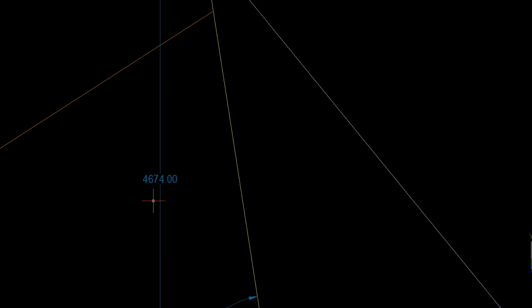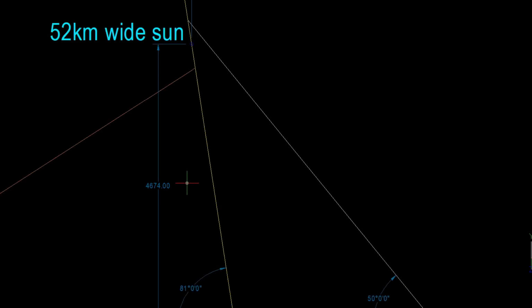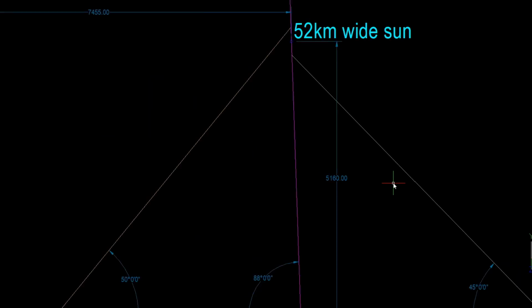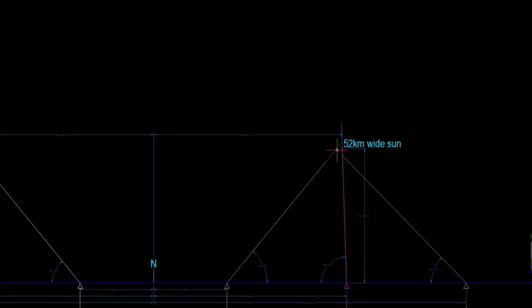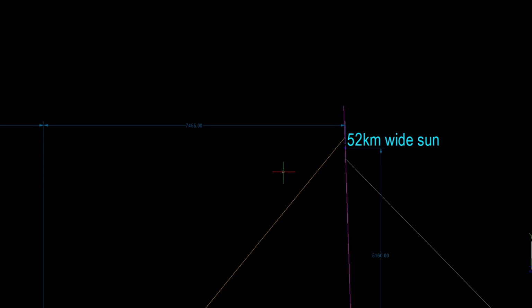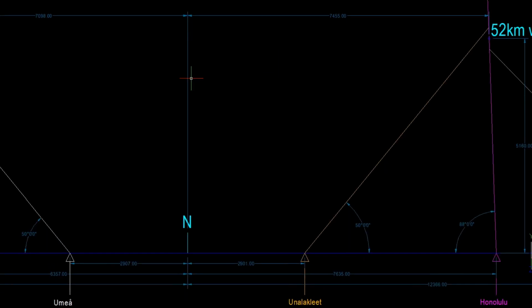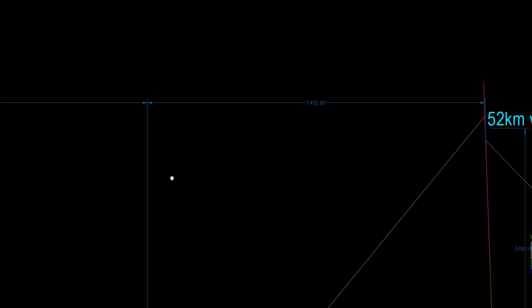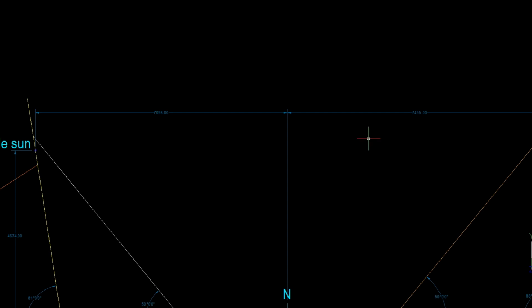And one thing that is very curious about the whole thing, right, is the fact that over on this side, this sun is approximately 4,674 kilometers high, whereas the one on the other side was 5,106 kilometers high. And also, if I do a dimension from the North Pole, which is right here, the sun on the Pacific side is 7,455 kilometers away from the North Pole, but then it goes to 7,098 kilometers from the North Pole.